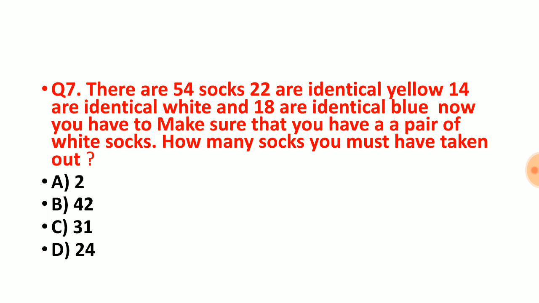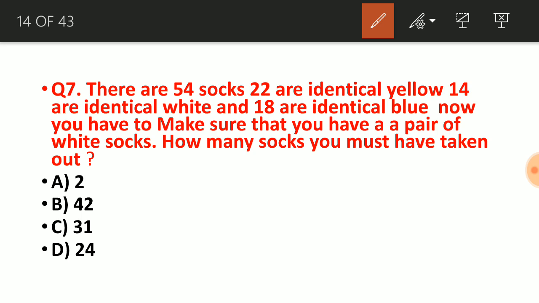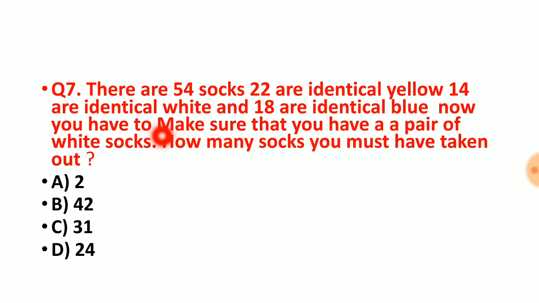Question number 7. There are 54 socks, 22 are identical yellow, 14 are identical white, and 18 are identical blue. Now if you have to make sure that you have a pair of white socks, how many socks must you have taken out? If we take out 22 socks, they can be all yellow socks, and if we take 18 other socks after that, they can be all blue socks. So if you take 40 socks, they can be yellow or blue. After that it is 100% sure that white socks will come.